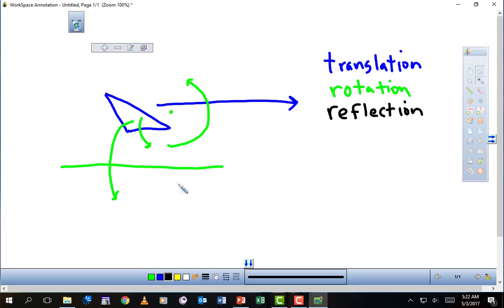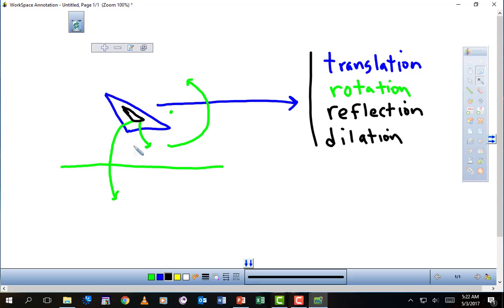There's one last one we'll talk about, and it has to do with making things larger or smaller. Like if you take this triangle and make the same thing but just smaller. It's kind of what happens when you put things in a copy machine. Sometimes you make things smaller, sometimes you enlarge them. That's called a dilation. Again, these are the transformations we're going to talk about in this chapter.